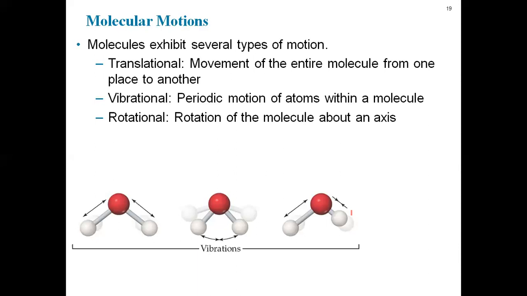Rotational motion is the rotation of the molecule about an axis. So we can imagine there's one axis, for example, that goes through this oxygen atom and goes between these two hydrogen atoms. Then your water molecule, H2O, can rotate or spin on this axis. So this is rotational motion.